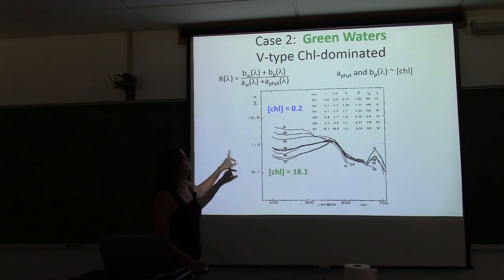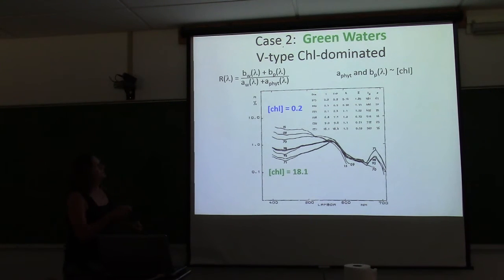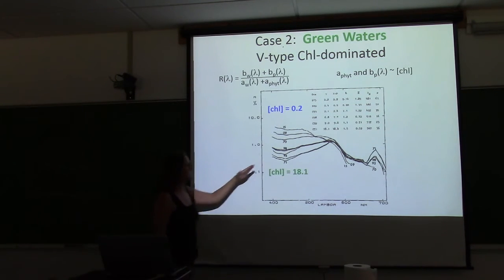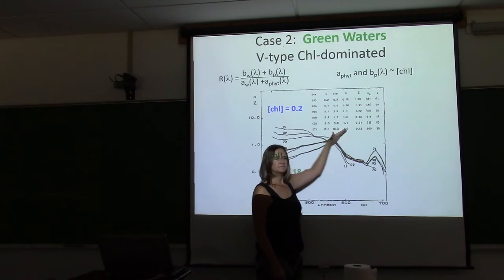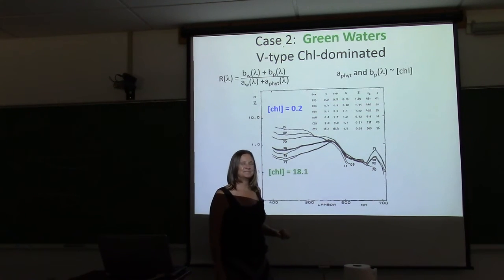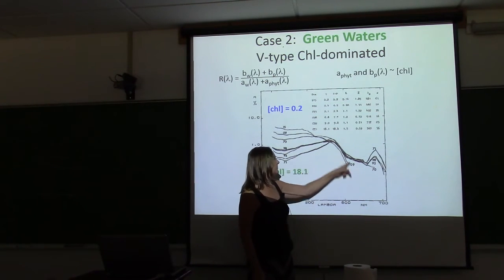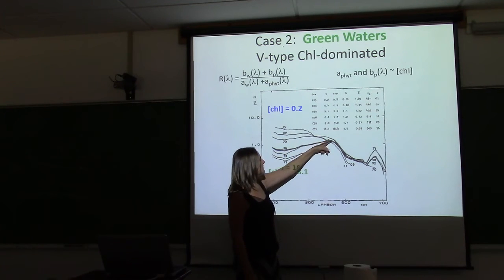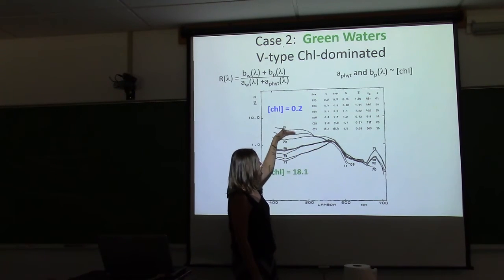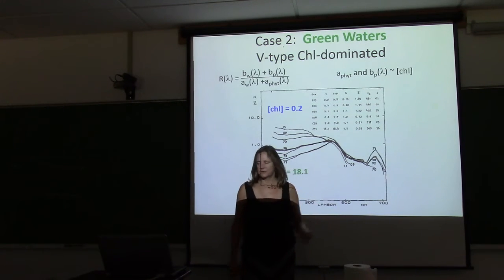So, the first type of green water that they want to talk about is what they call V-type. Why V-type? Because that's a V. Okay? Waters that have a peak. Some of them don't have much of a peak, but as you take these waters and increase chlorophyll concentration, you end up with a V-type spectrum.